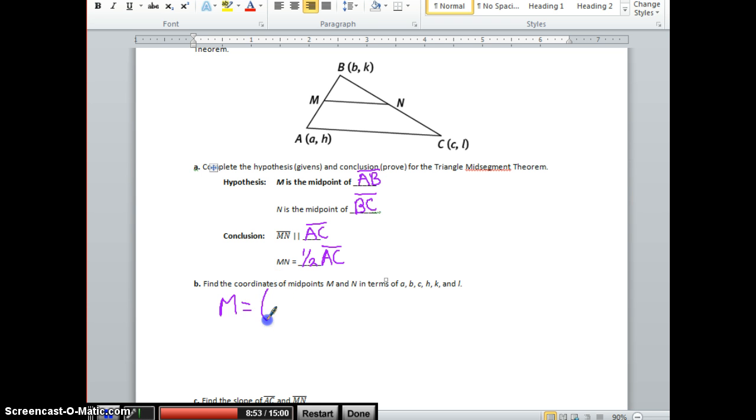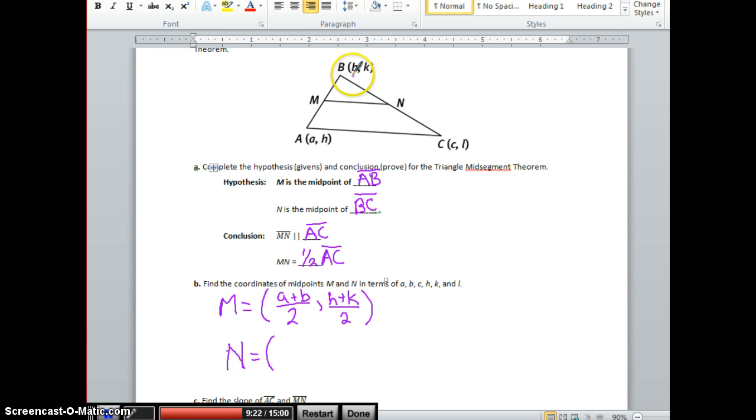Okay, so this means that M is going to equal my a's added together, so that would be a plus, or my x's added together, so that would be a plus b, right? Because M is in the middle of these two right here, divided by 2. And then my y's, so h plus k, divided by 2.